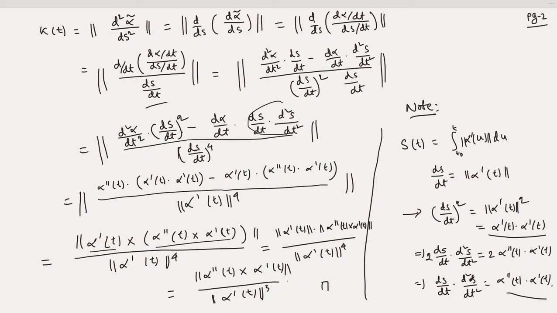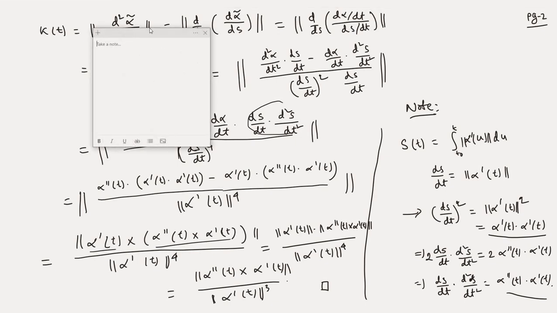So this completes the proof of the main theorem. Now we have the following remarks. If you have a regular curve, you can compute its curvature by this formula: kappa of t equals the norm of alpha double prime of t cross product with alpha prime of t over the norm of alpha prime of t cubed.